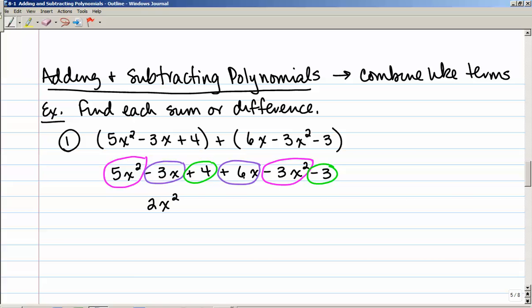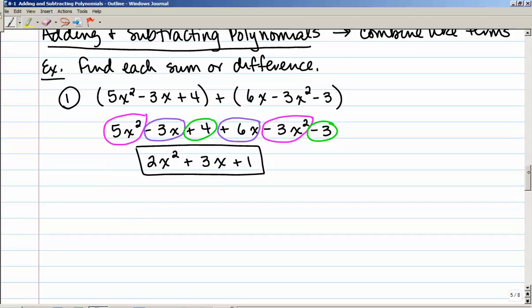Now let's look at the purple ones. Negative 3x plus 6x is going to give me a positive 3x, and positive 4 minus 3 is going to give me a positive 1. Okay, let's take a look at another second example here.